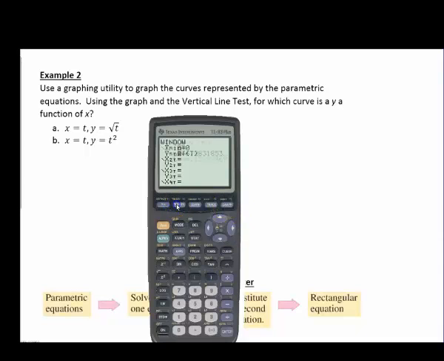And then we can make sure our window, we're going to change this. I want my t minimum to be 0 because time is 0. That kind of makes sense. I'm going to, actually I'll make my t minimum -10 because it might not be time, but usually it is.